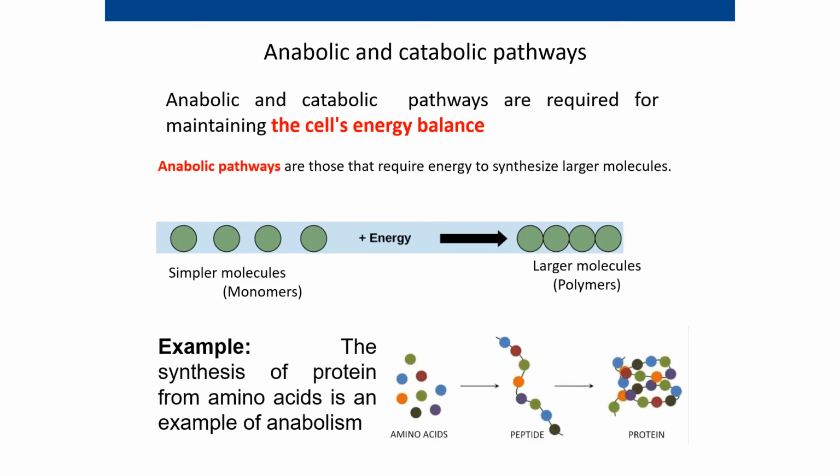And here I gave you another example. You can have amino acids, you make peptides, and then you can make a protein. And this is another example of how to go from a simple molecule, from a monomer, to a more complex or large molecule. And these are anabolic reactions.